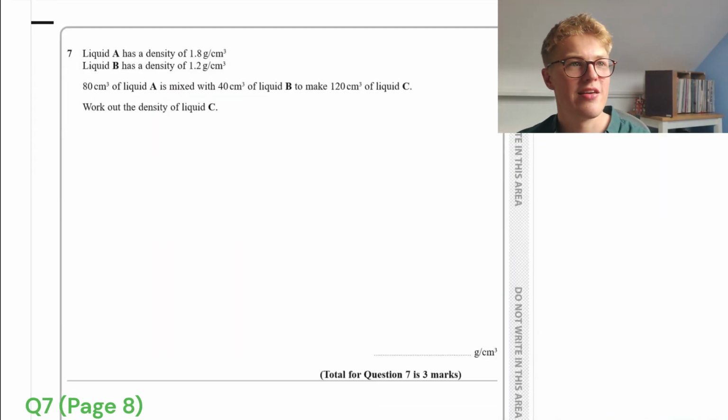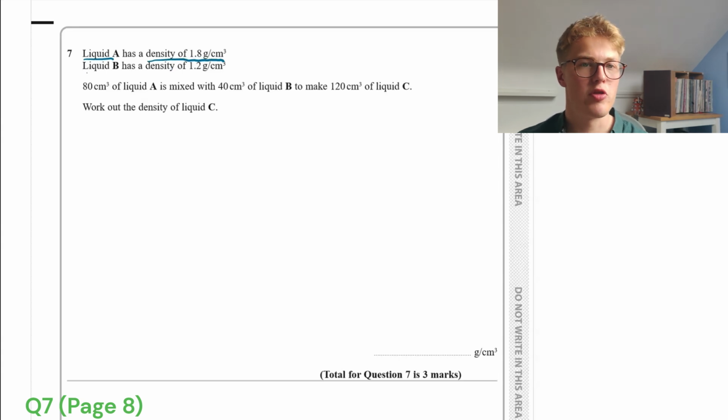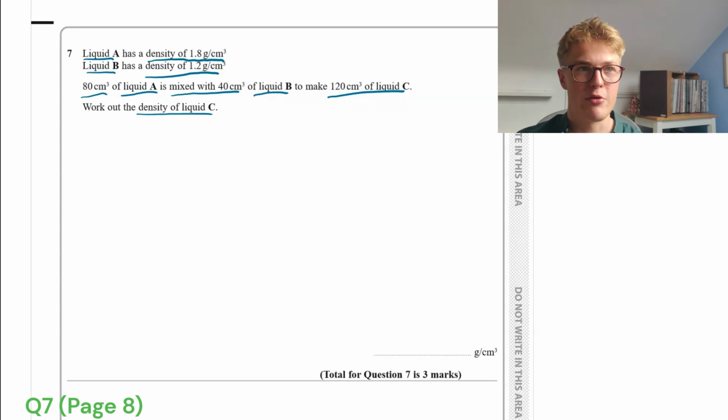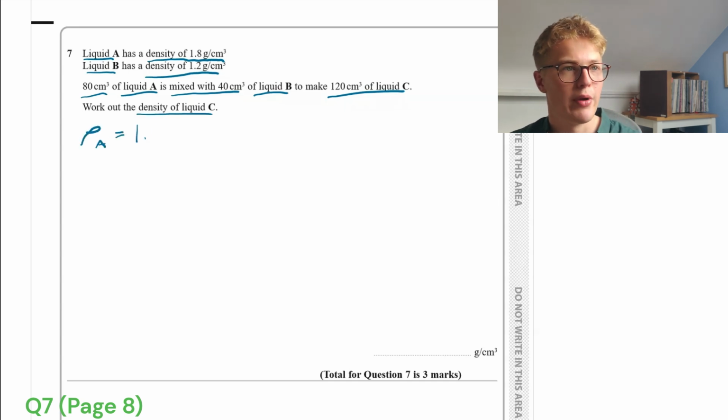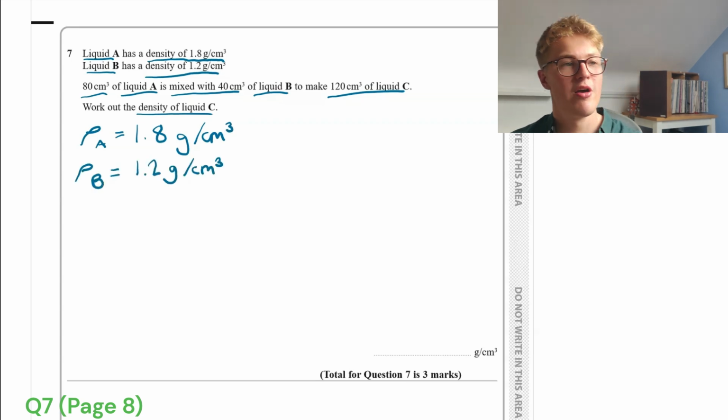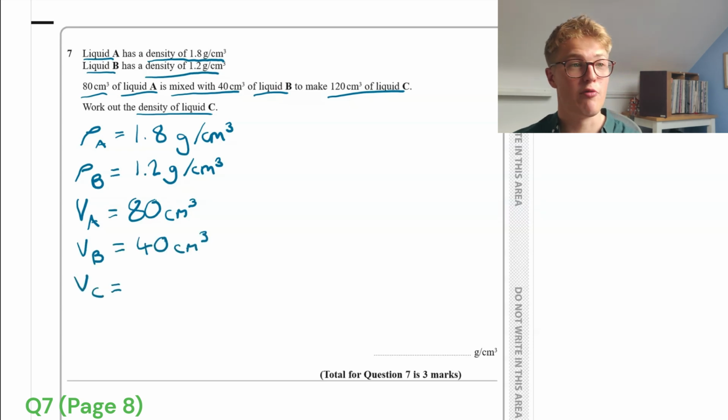Liquid A has a density of 1.8 grams per centimetre cubed. Liquid B has a density of 1.2 grams per centimetre cubed. 80 centimetres cubed of liquid A is mixed with 40 centimetres cubed of liquid B to make 120 centimetres cubed of liquid C. Work out the density of liquid C. So the density of A is 1.8 grams per centimetre cubed, the density of B is 1.2 grams per centimetre cubed, the volume of A is 80 centimetres cubed, the volume of B is 40 centimetres cubed, and the volume of C is 120 centimetres cubed, and this is all information we're given in the question.